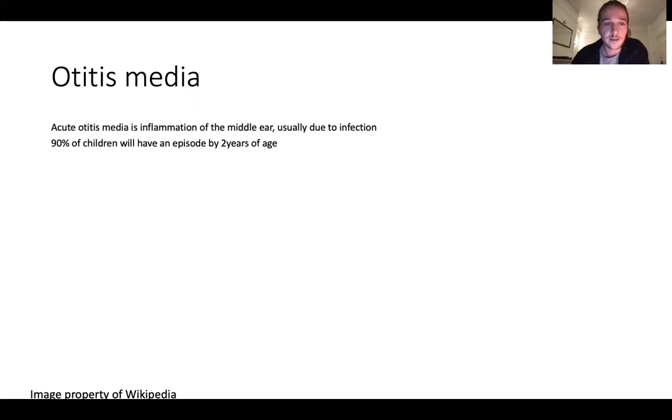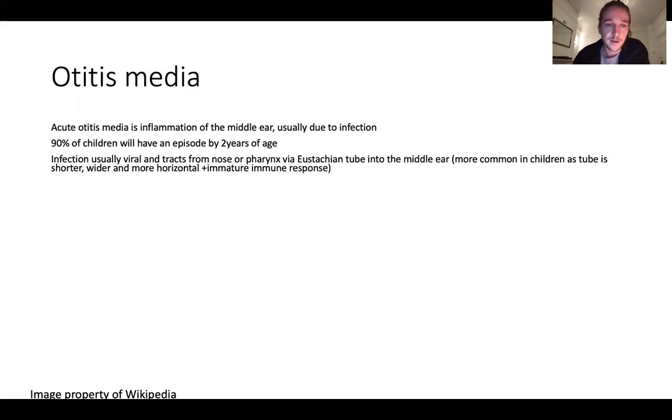Next thing we'll talk about is otitis media. So this is, I'm doing acute otitis media, chronic's a bit different. So acute otitis media is inflammation of the middle ear. It's usually due to infection, and 90% of children will have had an episode by the age of 2.